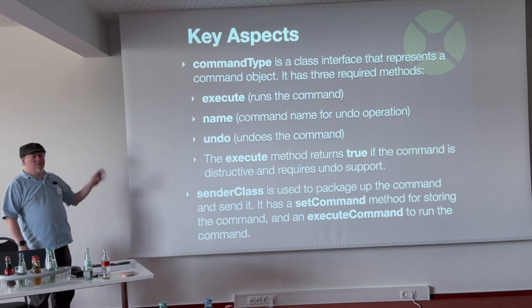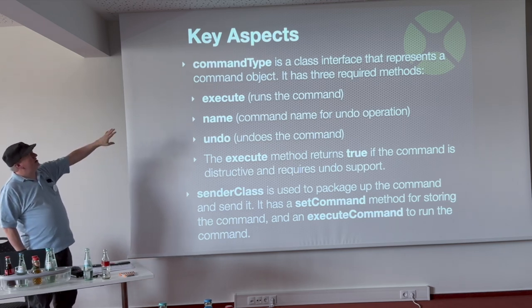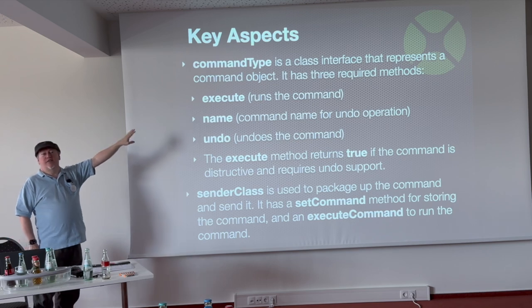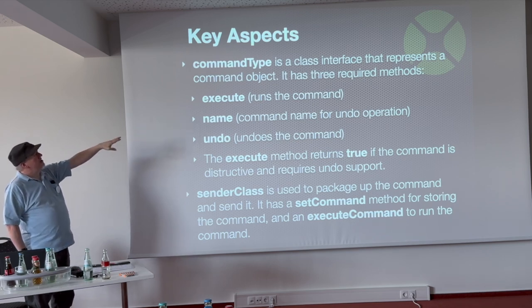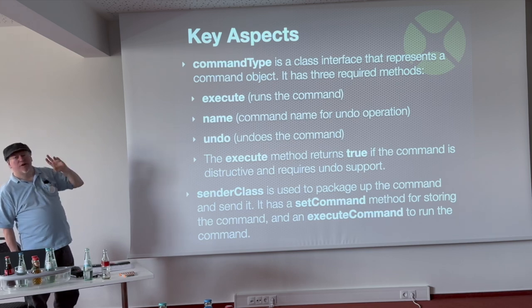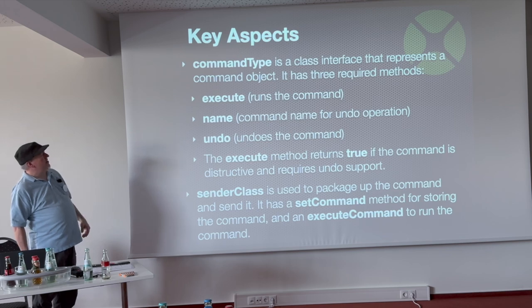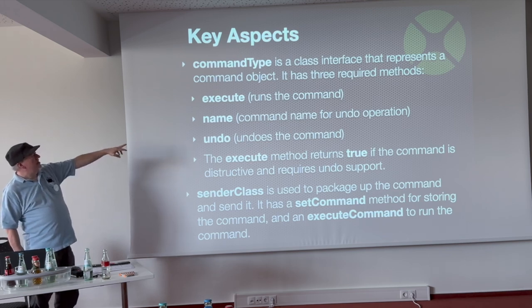So the way this works, like I said, gets a little tedious, a little complicated. We start off again with another interface. This is called the command type, a class interface that represents a command object. It has three required methods. You have to have execute, which runs the command. You have to have name, which I added for myself.